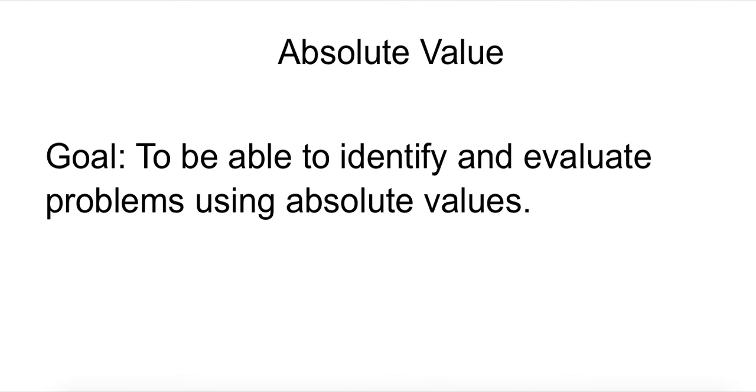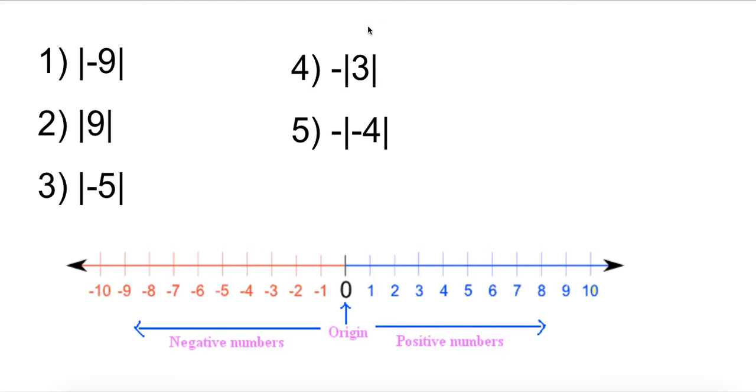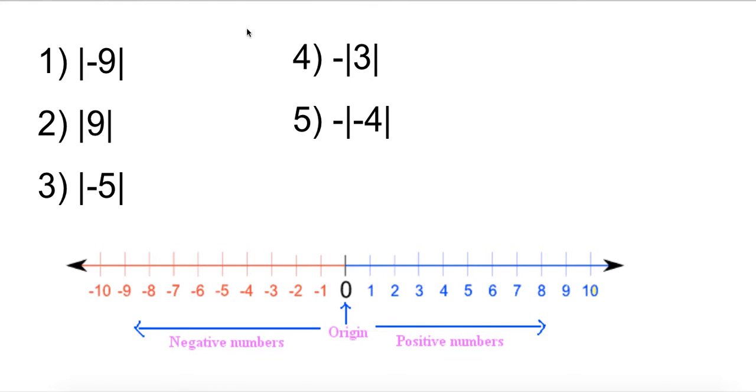In this video, you're going to have the goal of being able to identify and evaluate problems using absolute values. Now, if you remember from class, an absolute value is a number's distance from 0 on the number line. So in our first example, we have -9, which is right here on our number line, and its distance from 0 is 9 units away. So -9's absolute value is +9.